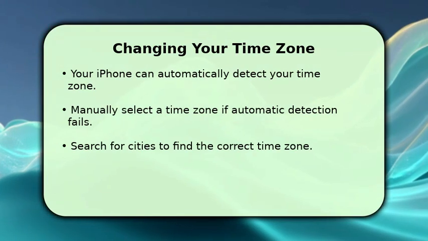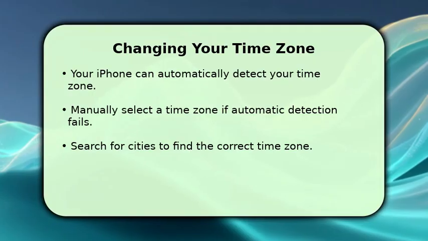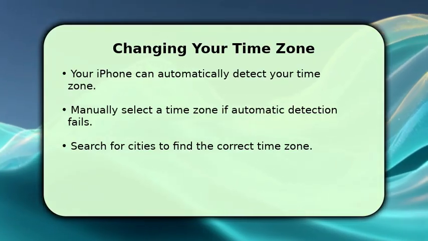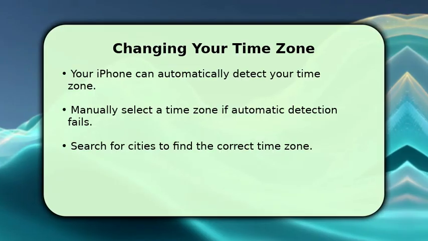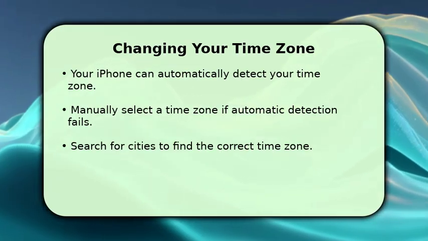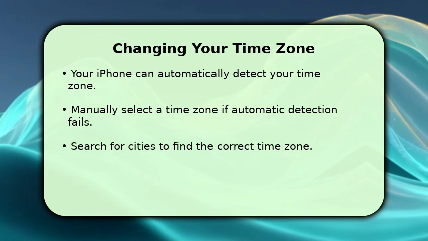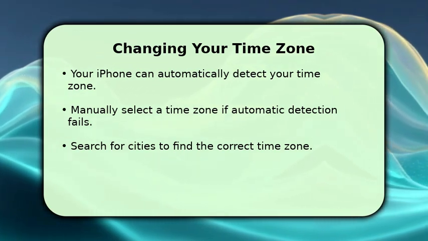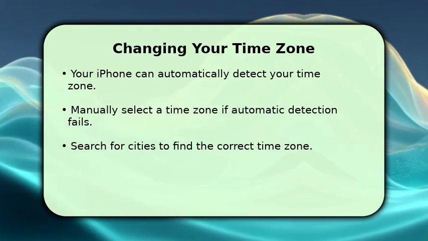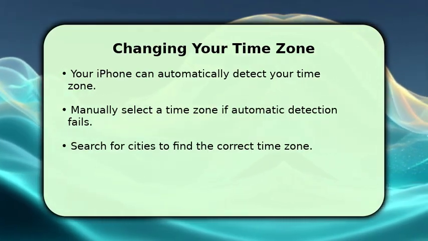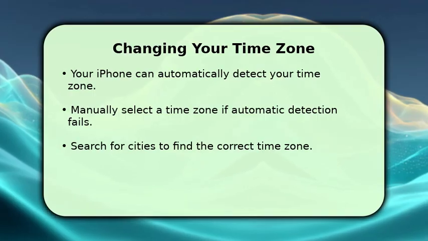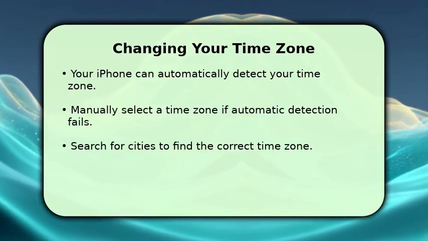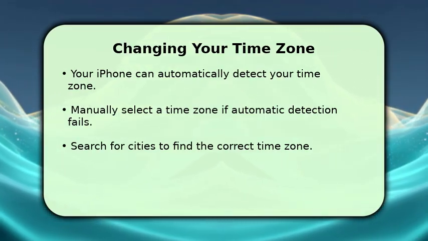Your iPhone usually detects your time zone automatically when Set Automatically is enabled. However, if you're in an area with unusual time zone rules, or if you prefer to set it yourself, you can. Below the Set Automatically toggle, you'll find Time Zone. Tap on it, and you can search for a specific city or region to manually select the correct time zone for your location. This is helpful if your phone isn't picking up the right one.